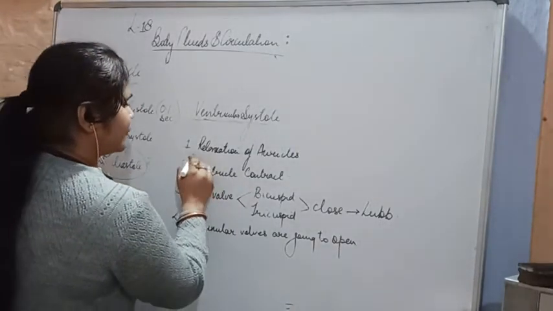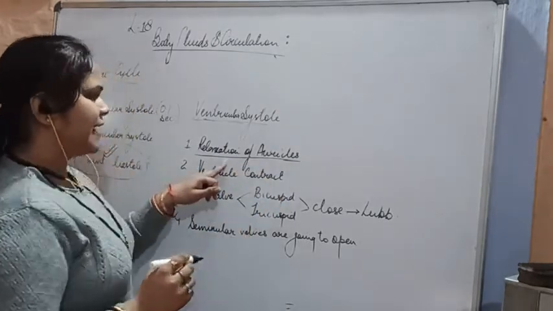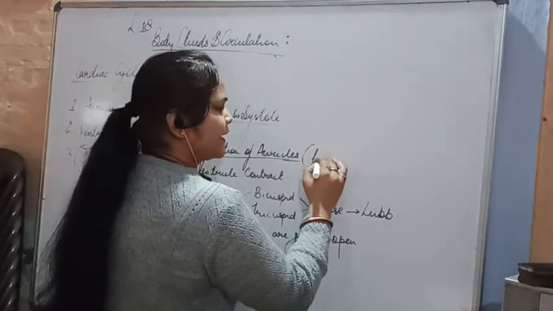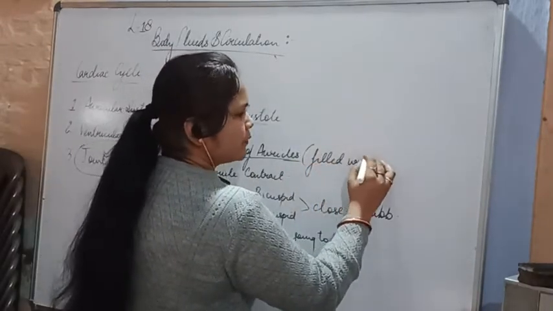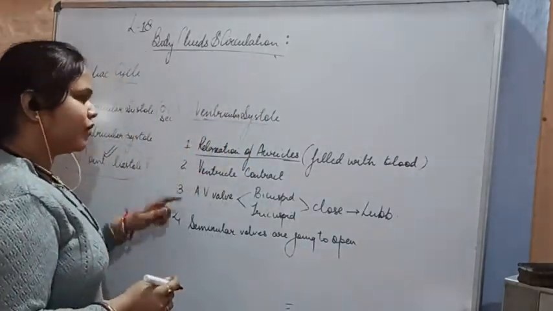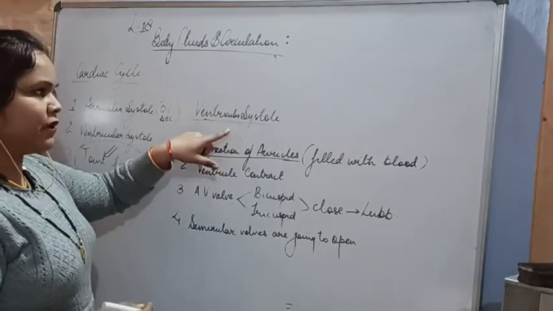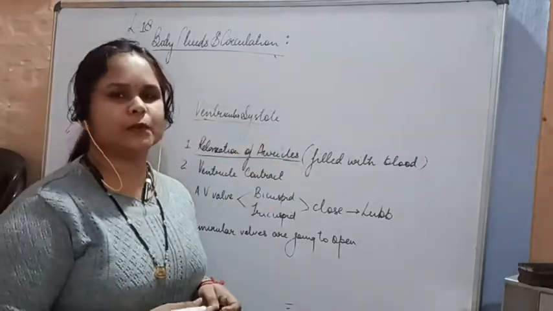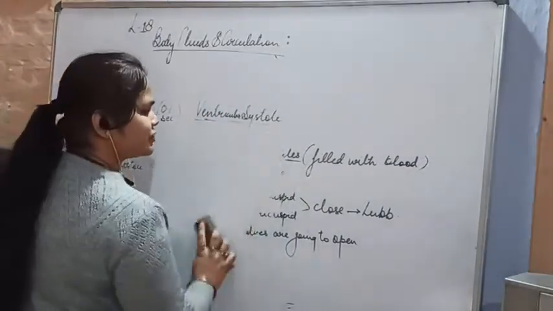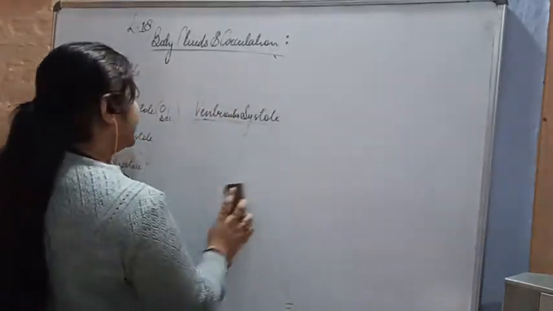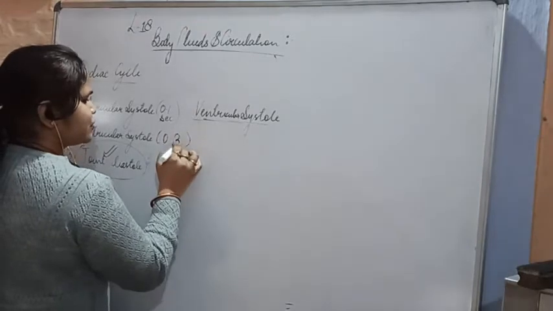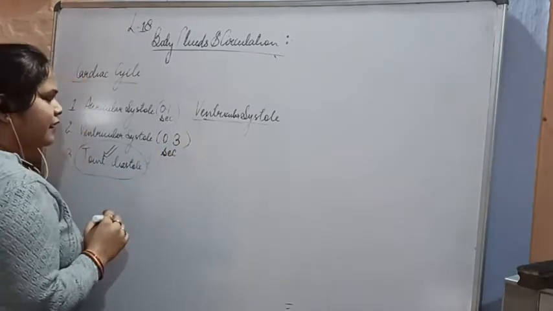One more thing we have to make sure: during the relaxation of the auricles in ventricular systole, the auricles are going to get filled with blood. They get filled with blood because this is a cyclic process. It has to continue. So the duration of ventricular systole is 0.3 seconds.